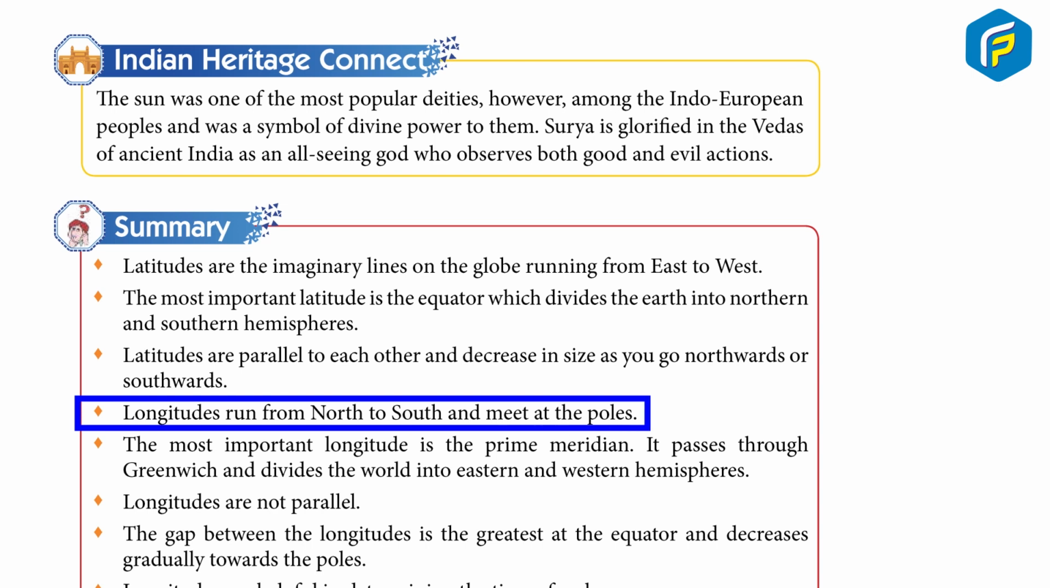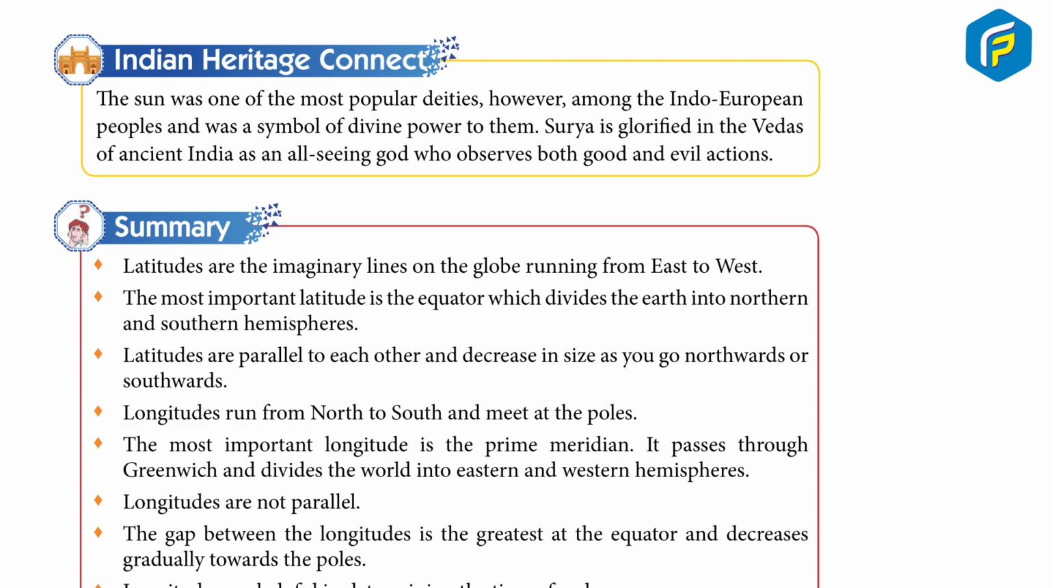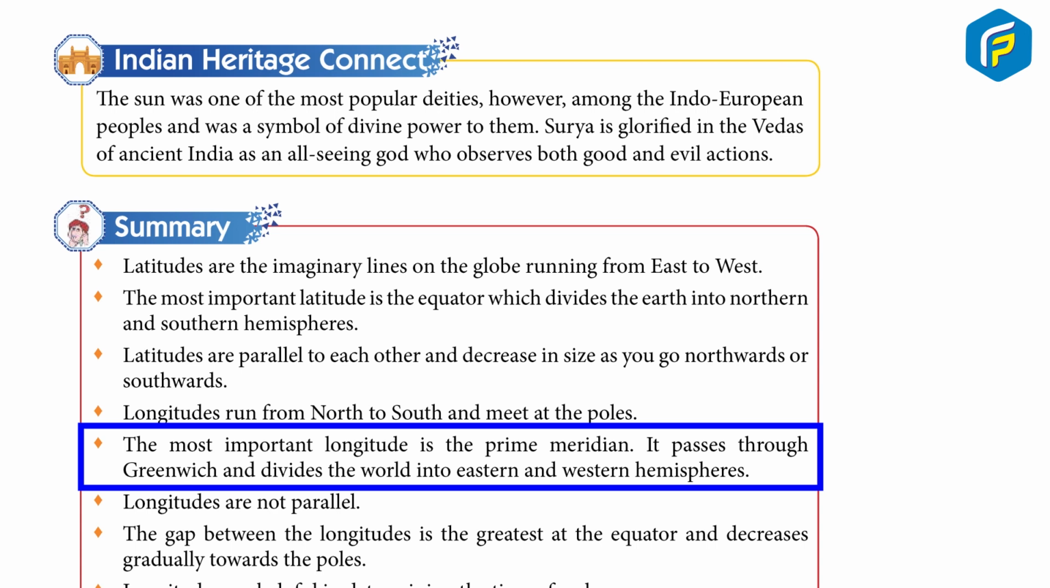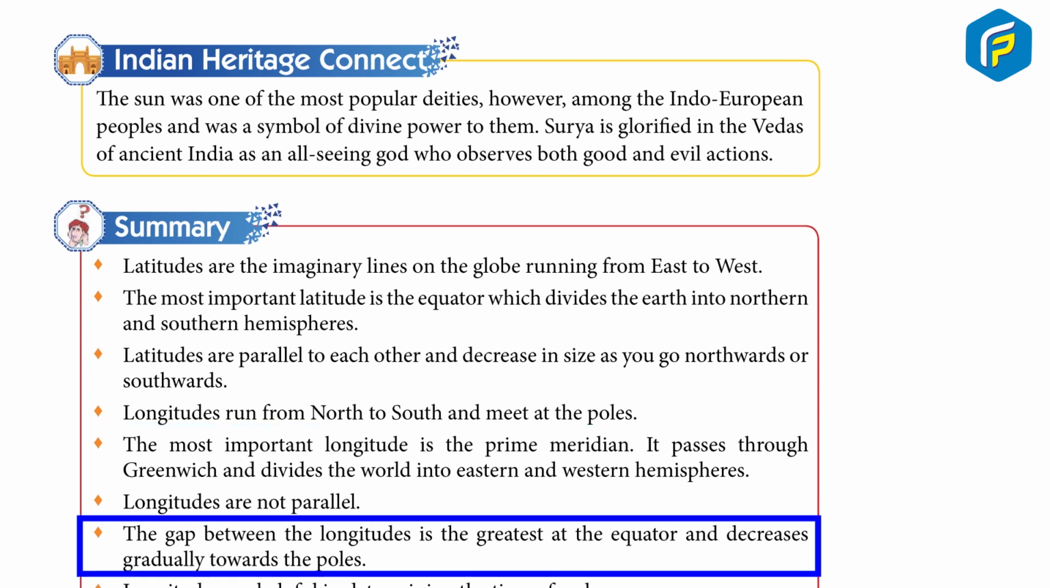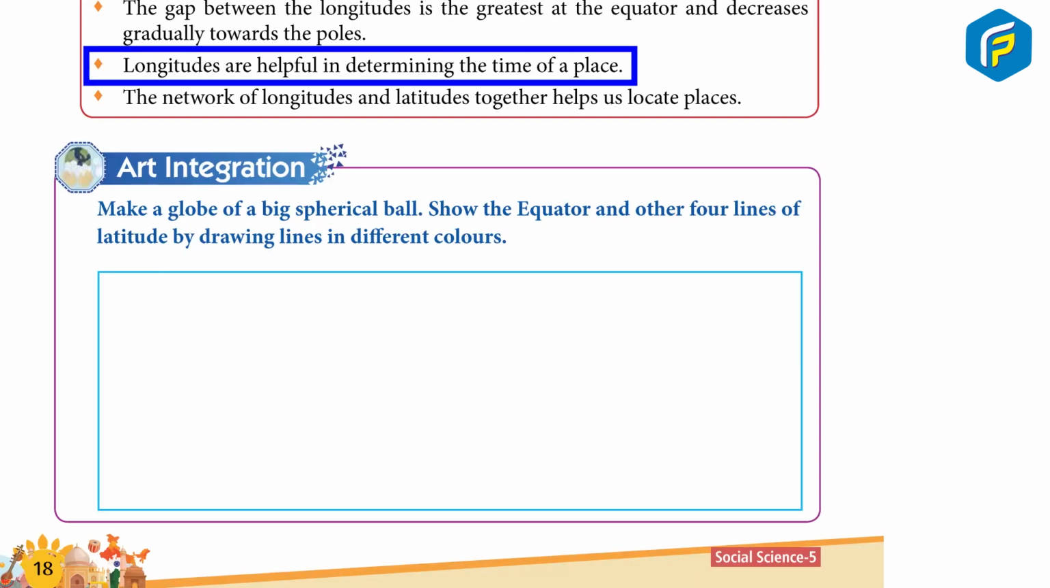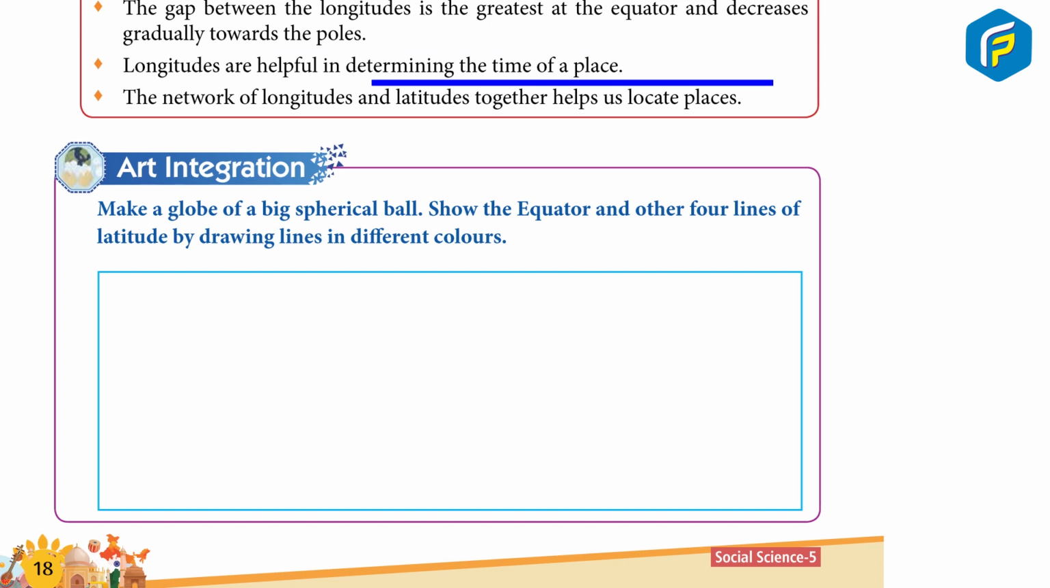Longitudes run from north to south and meet at the poles. The most important longitude is the prime meridian. It passes through Greenwich and divides the world into eastern and western hemispheres. Longitudes are not parallel. The gap between the longitudes is the greatest at the equator and decreases gradually towards the pole. Longitudes are helpful in determining the time of a place. The network of longitudes and latitudes together helps us to locate places.